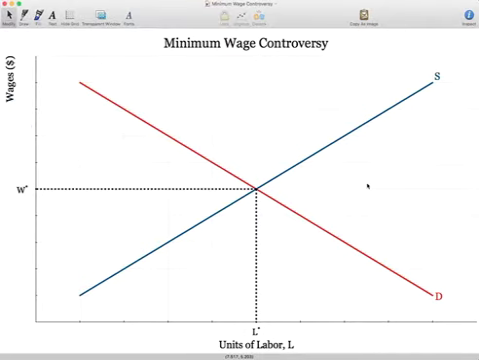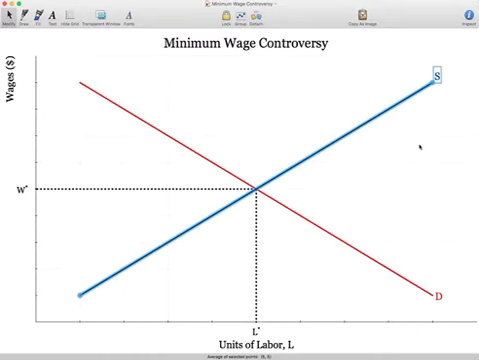So if we take a look here, we have a labor market. We have our downward sloping demand curve. So for example, there's an inverse relationship between the wage rate and the number of workers that companies want to hire. So at higher wages, they want to hire fewer people, and at lower wages, they want to hire more people. We also have an upward sloping supply curve.